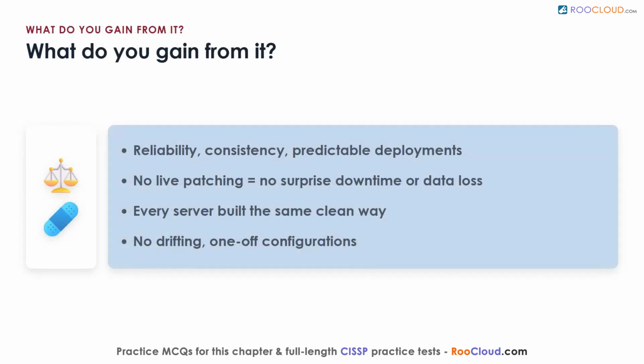What do you actually gain from it? Reliability, consistency, and a deployment process you can predict. Because you never patch a running system, you sidestep the classic problems of mutable setups. Those midstream edits are what cause surprise downtime, data loss, and incompatibility. Every server that goes live is built the same clean way, so there are no drifting, one-off configurations hiding in your fleet. You trade in-place tinkering for a repeatable, dependable swap.